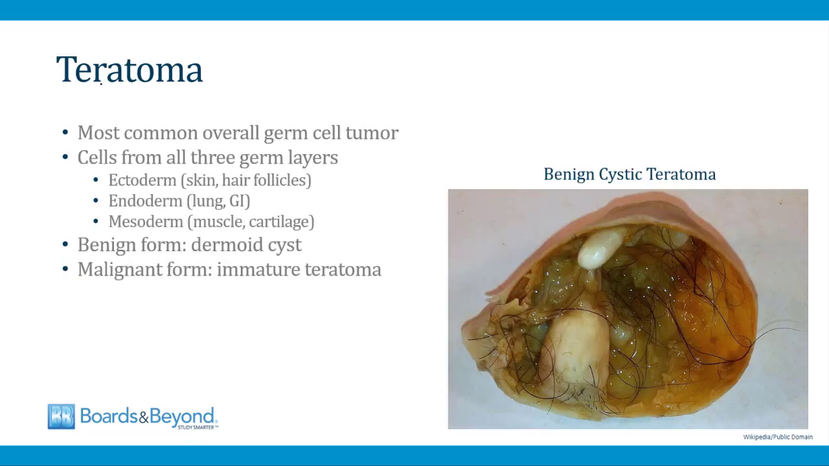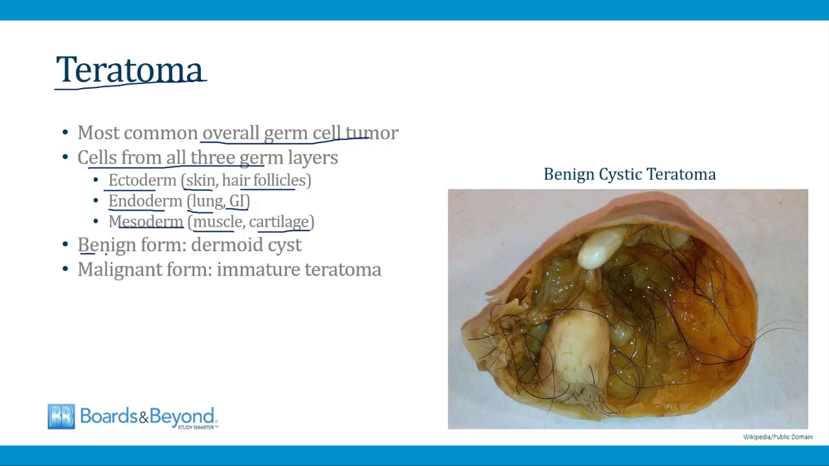Let's start by talking about an ovarian teratoma, which is the most common overall germ cell tumor of the ovary. Teratomas contain cells from all three germ layers. So the three germ layers are the ectoderm, the endoderm, and the mesoderm. And you can find cells from each of these layers in a teratoma. For example, from the ectoderm, you can find skin cells and hair follicles. From the endoderm, you can find tissue that resembles the lung or the GI tract. And from the mesoderm, you can find muscle or cartilage.